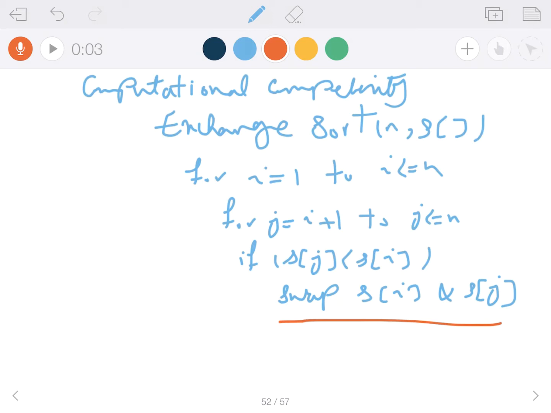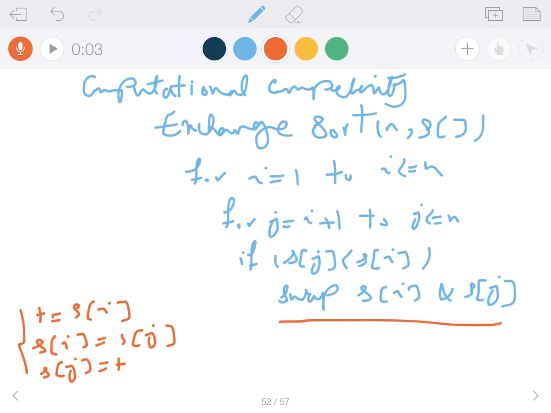It's not hard to see that the swap function does 3 assignments. We need a temporary value, let's call it t. You put S at location I into t, then S at location I becomes S at location j, and finally S at location j is equal to t. So every swap operation does 3 assignments. Keep that number 3 in your mind.